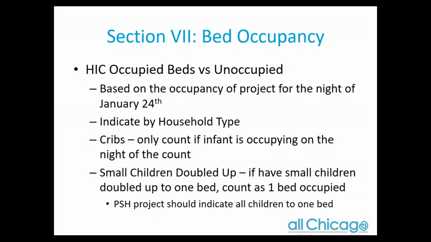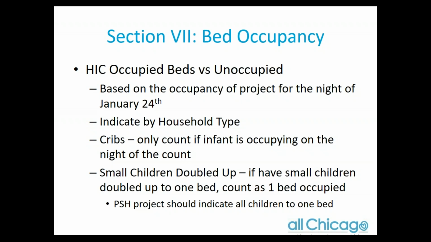We capture 3 different household types. We capture households without children, which would be your single adults, and households with one adult and one child. And what we're talking about for these families, and only for the HIC reporting, is an adult and a child under the age of 18. And for households with only children, this would be unaccompanied children under the age of 18.